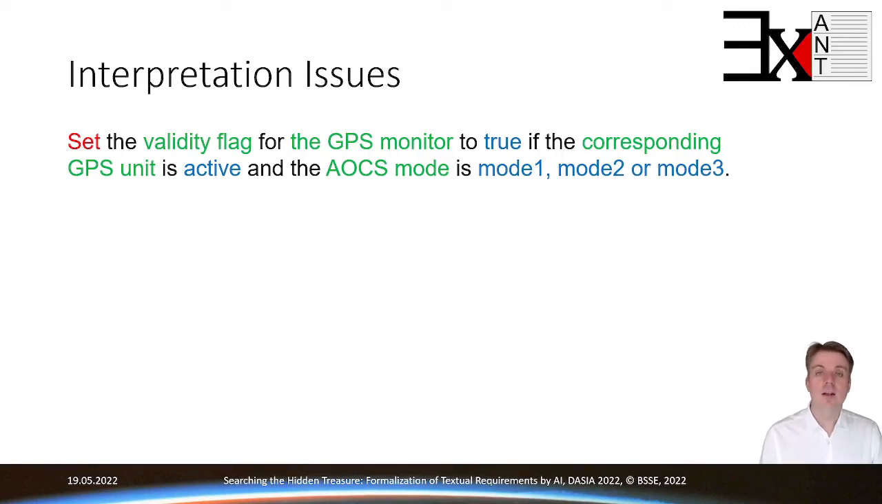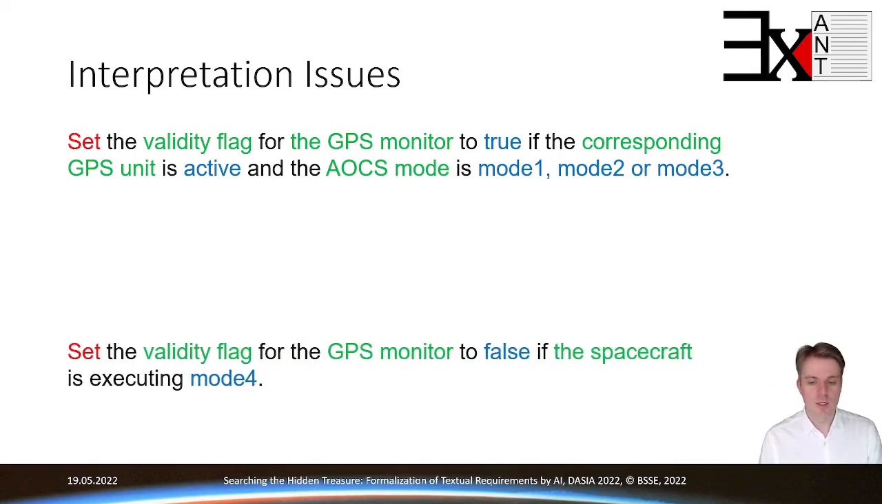Now let's look at another one that we've already seen in similar form. Here it says, set the validity flag for the GPS monitor to false if the spacecraft is executing mode 4. And already from cursorily reading this, it is clear that this refers to the same concept. The validity flag is obviously the same thing, but this is expressed for different cases.